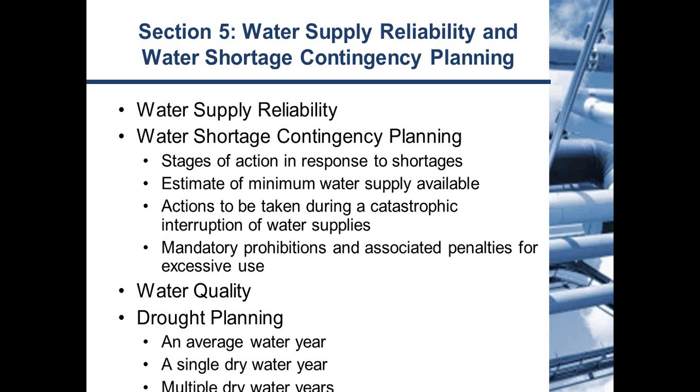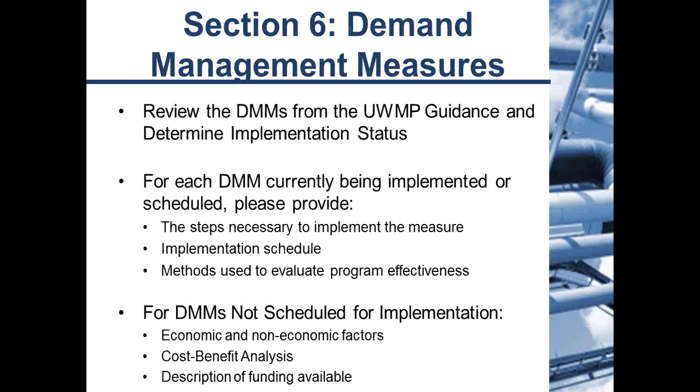And then as part of the water shortage contingency planning, we also want to estimate the minimum water supply available, actions to be taken during a catastrophic event, and mandatory prohibitions and associated penalties for excessive use of water during a catastrophic event. Section 6, demand management measures, or DMMs.